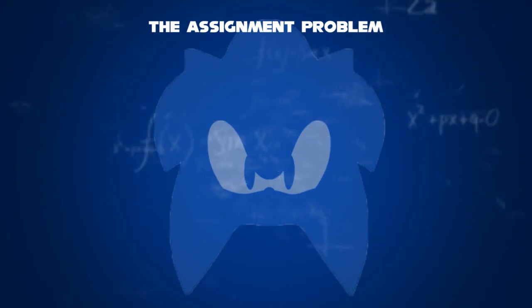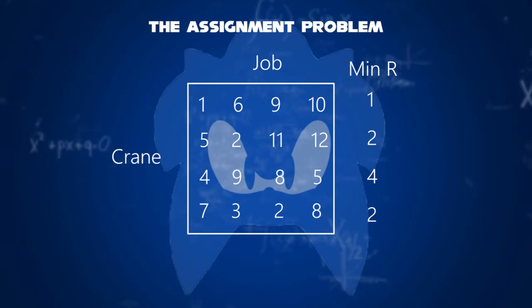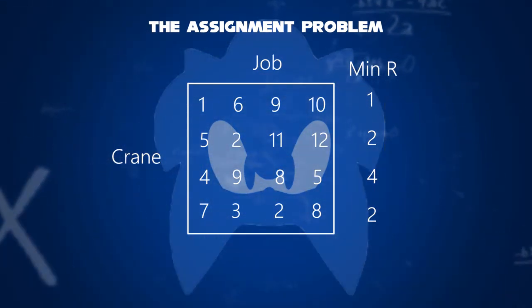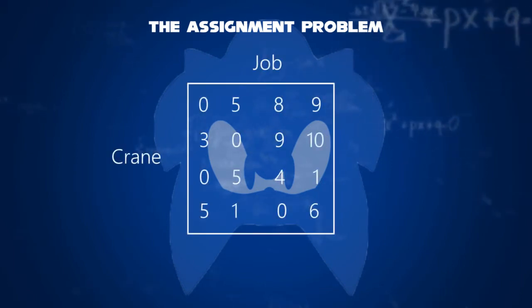First step, to find out the minimum value in a row. We have 1, 2, 4, and 2. Subtract the minimum value to obtain some zeros in a row.